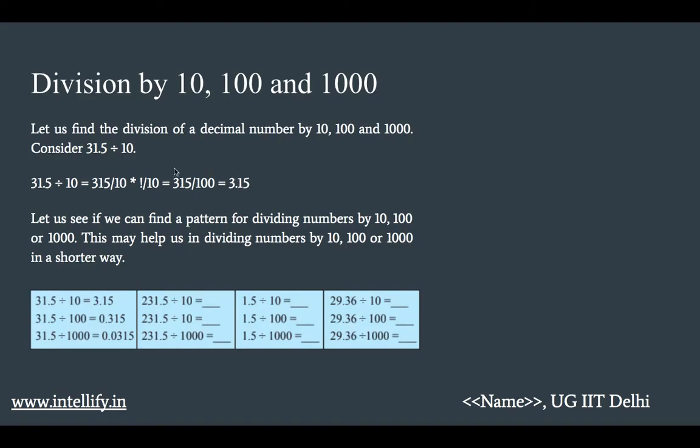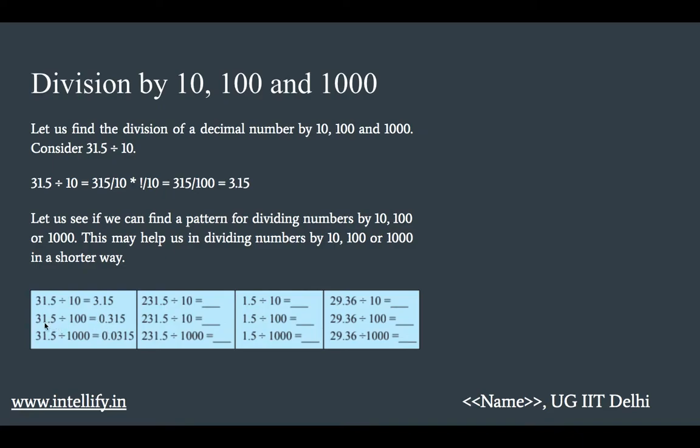So what do you observe? You observe that when you're dividing by 10, the decimal point is moving towards the left. Earlier it was over here, now it's over here. So let's see if we can find a pattern by dividing the numbers by 10, 100 and 1000. This may help in dividing the numbers in a shorter way. This will be 3.15, and when we divide by 100, how do we do this?